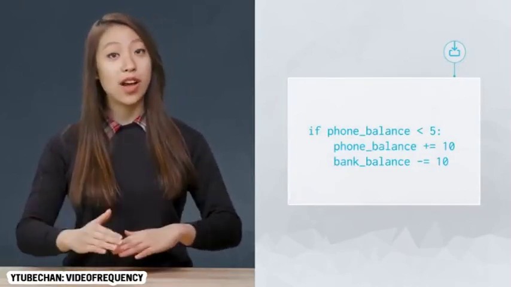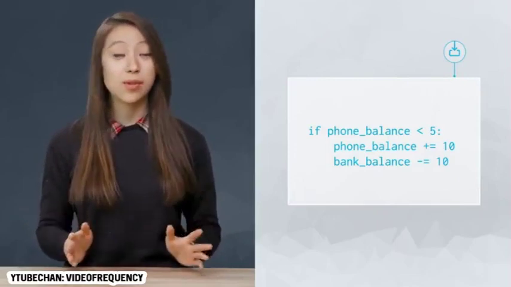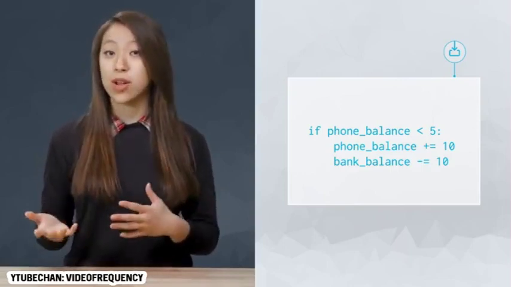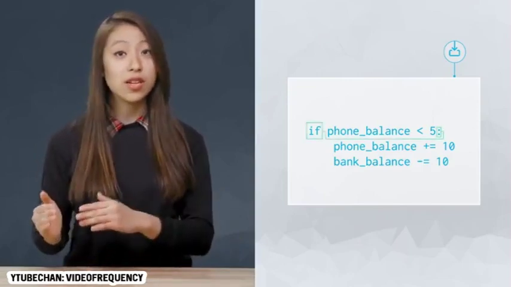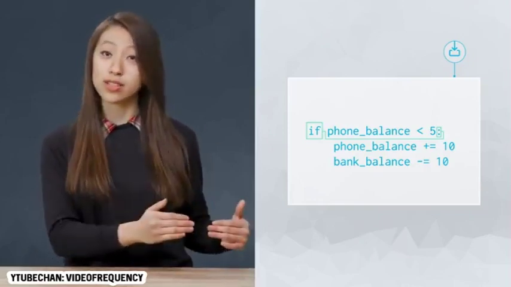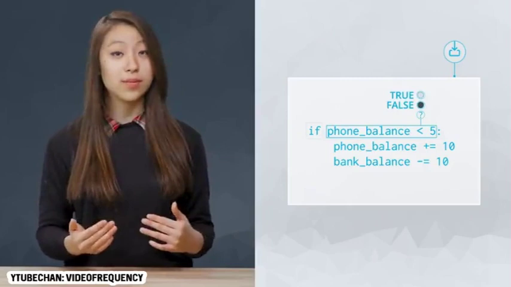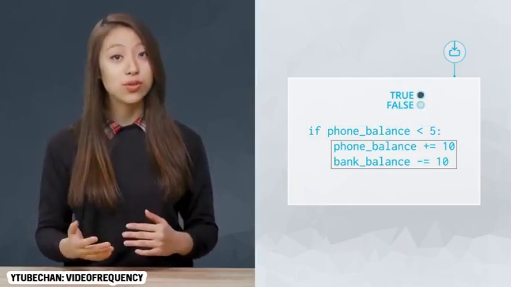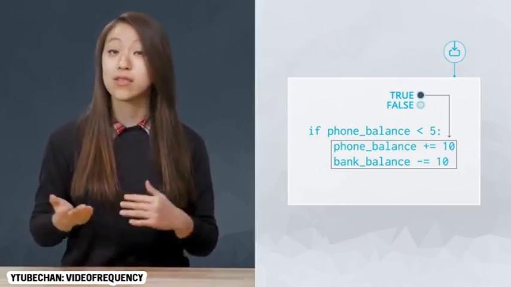If the phone balance is below 5, add 10 to phone balance and subtract 10 from bank balance. This is an example of an if statement. An if statement is a conditional statement that runs or skips code based on whether a condition is true or false. In an if statement, the if keyword is followed by the condition to be checked, in this case phone balance less than 5, and then a colon. The condition is specified in a Boolean expression that evaluates to either true or false. After this line is an indented block of code to be executed if the condition is true.